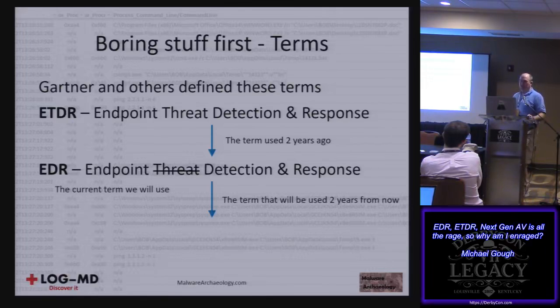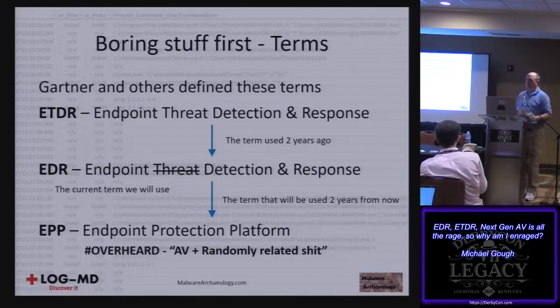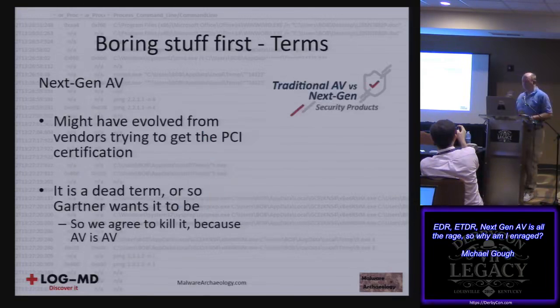That's a term that was used about 2 years ago. It's dead, so if you hear that term, just ignore it. What they did is just take the word threat out. Now it's just EDR, Endpoint Detection and Response. That is the current term we will use. And in about 2 years, everybody's moving to EPP, or Endpoint Protection Platform. What does that mean? Well, it's AV plus randomly related shit. Okay? That is a quote from somebody.